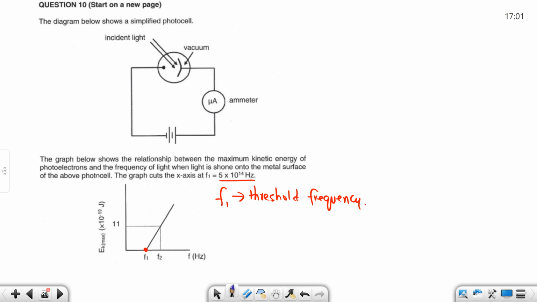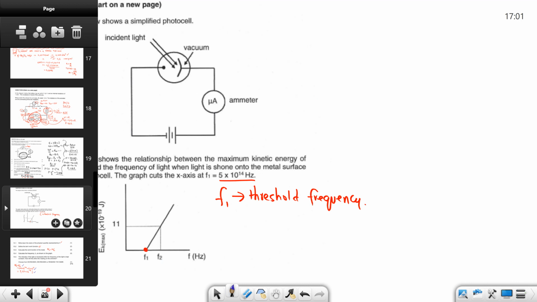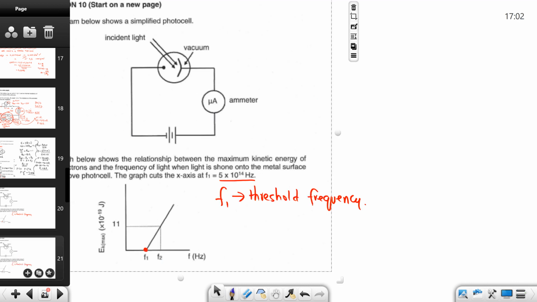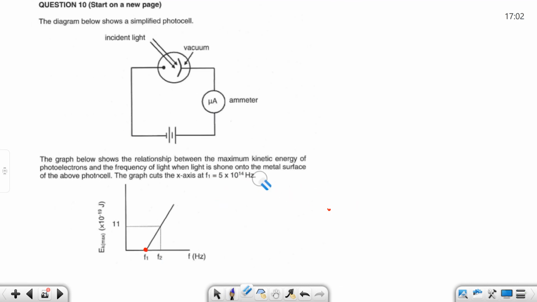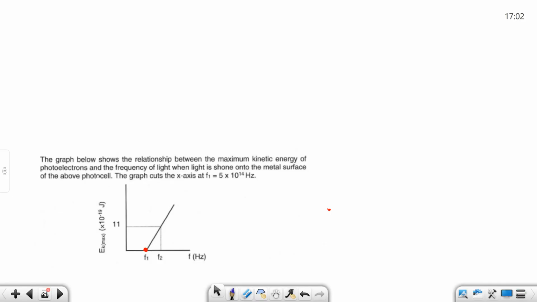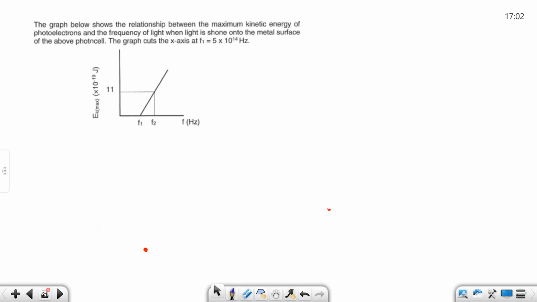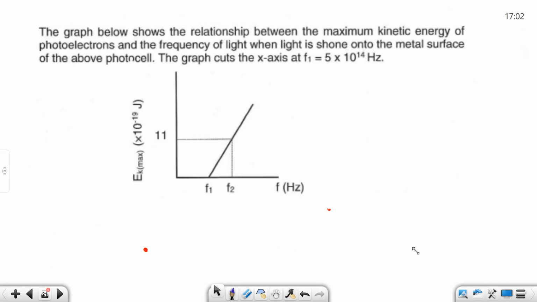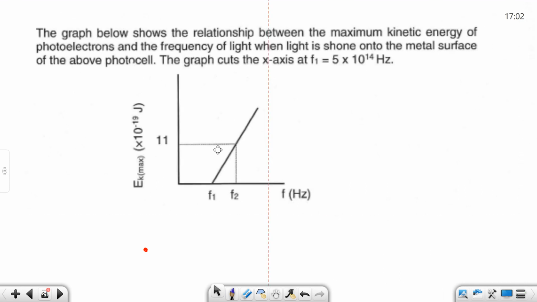How would you get F2? What do you know that is associated with F2? Let me do this. What is associated with F2 there? Let's do this quickly. Let me expand this. We don't need all of this. I don't know why they gave us that circuit. It's not important. What's important is this.